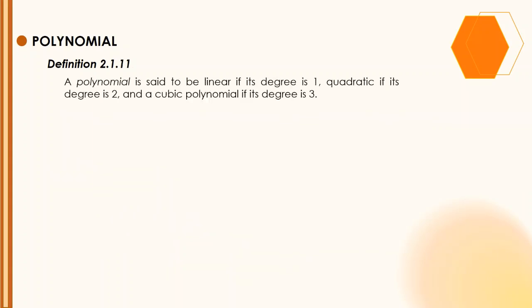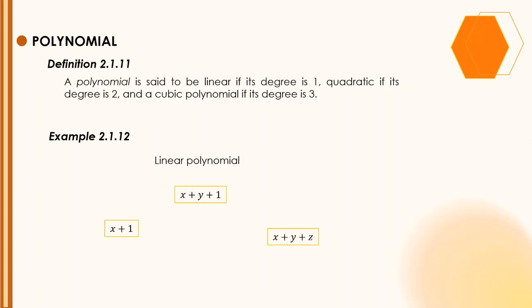A polynomial is said to be linear if its degree is 1, quadratic if its degree is 2, and a cubic polynomial if its degree is 3. Example of linear polynomial: x plus 1, x plus y plus 1, x plus y plus z. Lahat na yan, ang degree niya is 1, kaya linear polynomial siya.